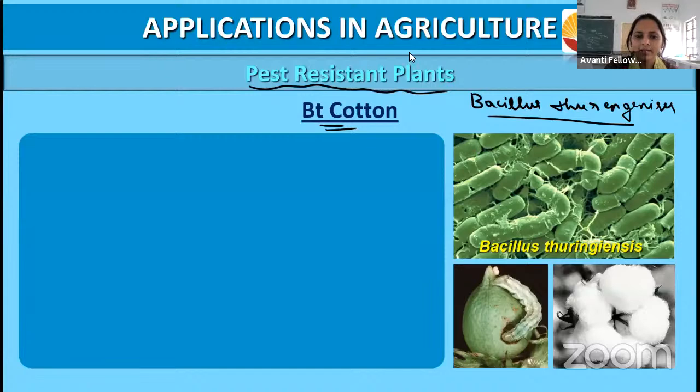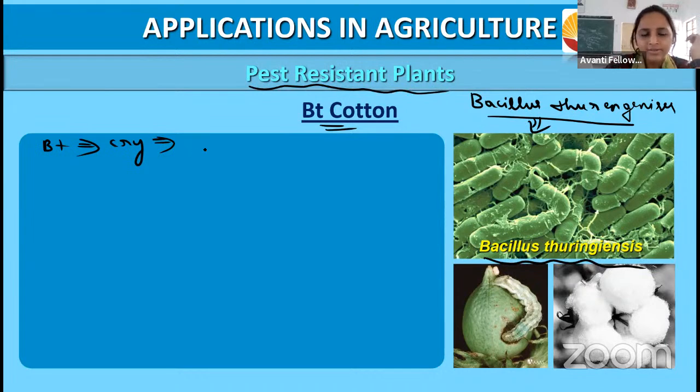Here you can observe there is a bacteria. This bacterial name is Bacillus thuringiensis, BT. This bacteria carries some gene. That gene name is cry gene. This cry gene is going to produce some protoxin. Whenever this protoxin is synthesized inside the bacteria, it is not at all harmful to that bacteria.